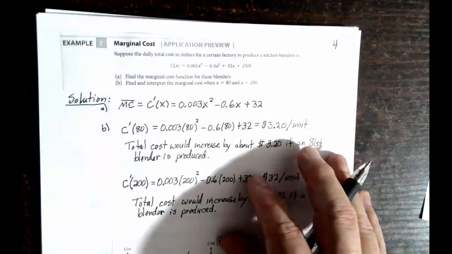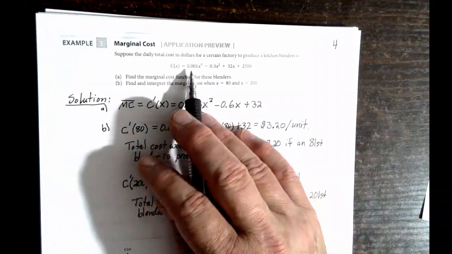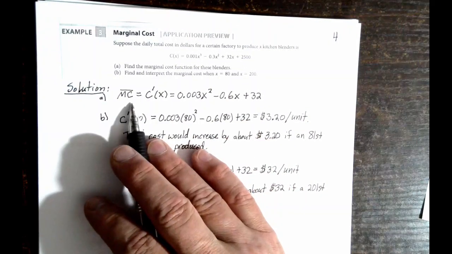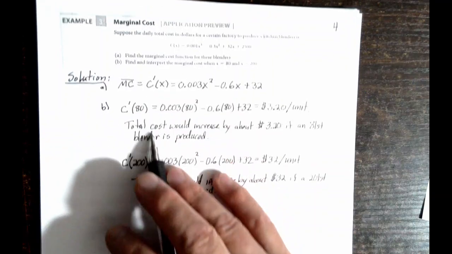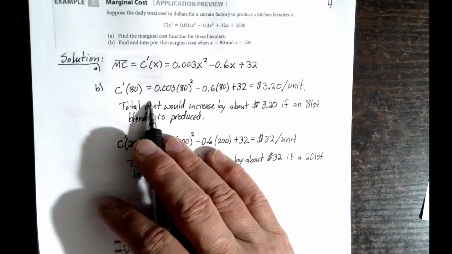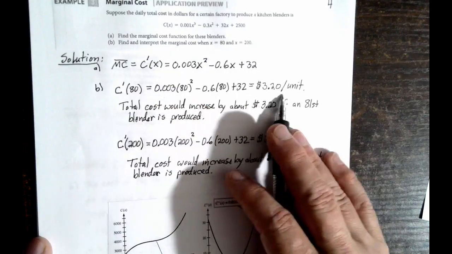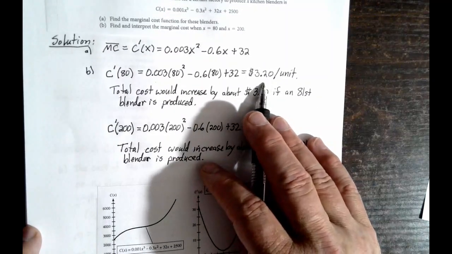So let's look at marginal cost here. If you take the cost function and take the derivative, you get your marginal cost, or MC bar, or C prime. And they want to know what's happening at 80 and at 200. So you plug in 80 into the derivative, and you get $3.20 per unit.